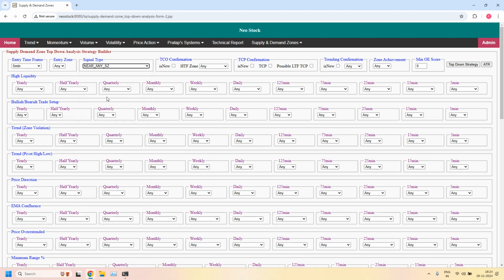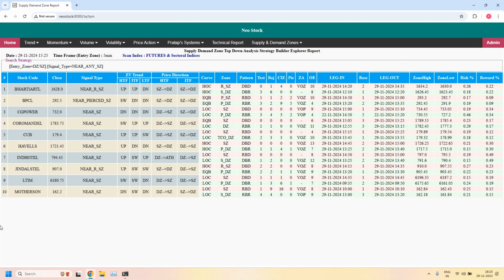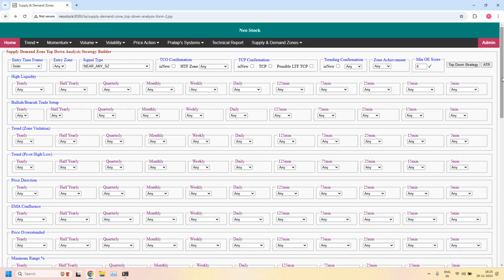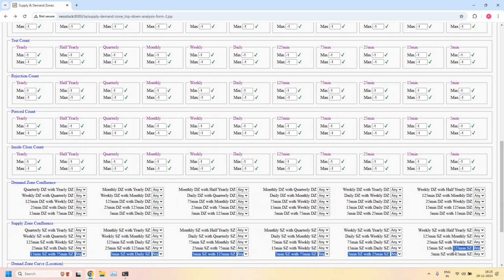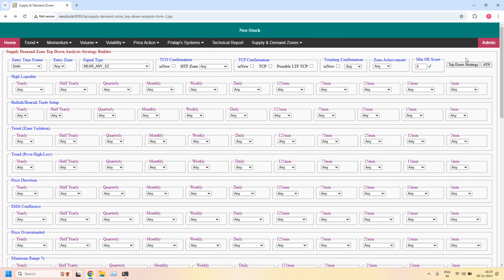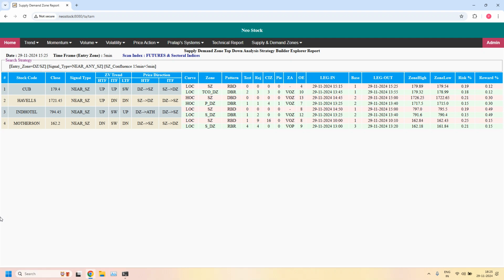Okay, next for 5 minutes time frame, stocks near 5 minutes supply zone, we got 10 stocks. Out of these 10, how many of these 5 minute supply zones are having ITF confluence? LTF and ITF supply zone confluence. That is 5 minute supply zone having confluence with 15 minute supply zone. I enabled that filter. With this filter, we got 4 stocks. In these 4 stocks, these 5 minute supply zones are part of the 15 minute supply zone.